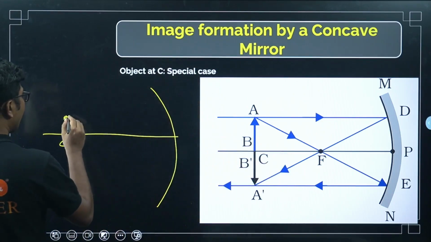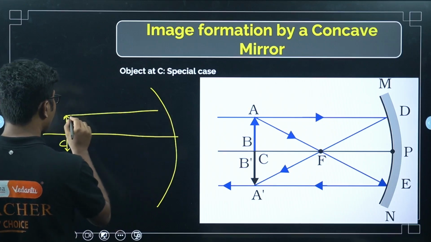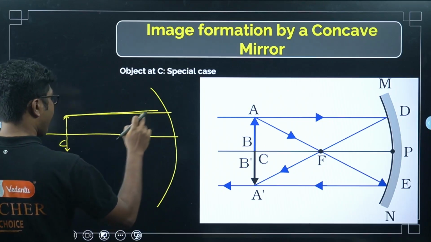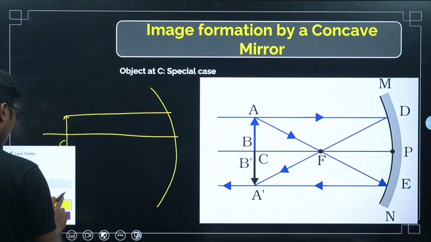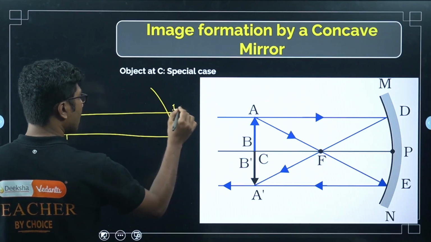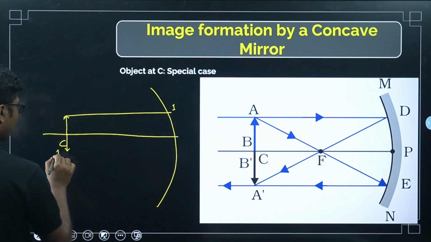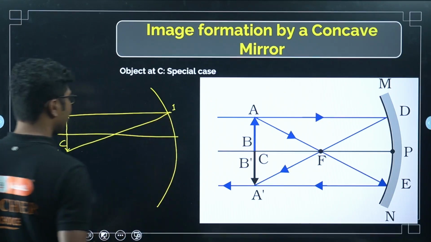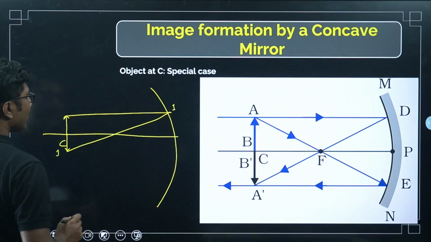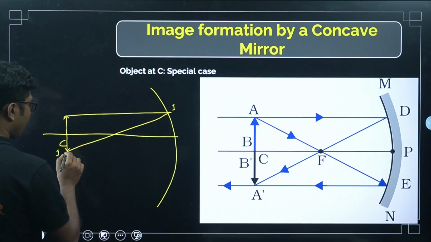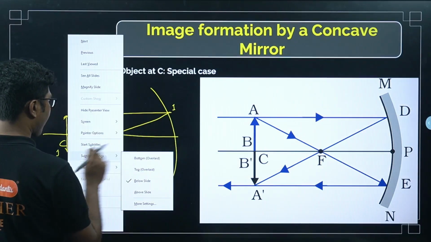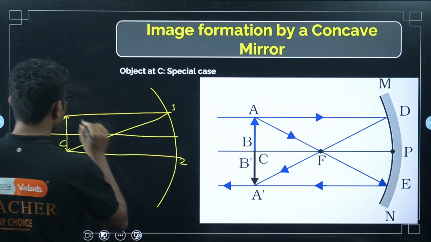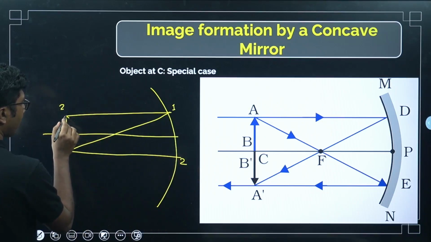Now what you have to do? You have to draw the parallel ray. And once the parallel ray is done, this is your point number 1 and this is your point number 1. So you have to join these 2 points using your scale. Next, you have to draw a parallel ray in this direction. Now this is your point number 2, this is your point number 2. You have to join them.